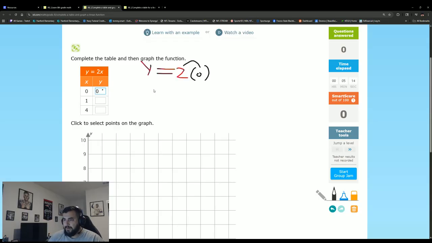And how do I know that? Because look, y equals 0, right? So 2 times 0 is 0. It tells me y is 0. So when x is 0, y is 0. Okay, oh, that kind of makes sense. But what about my next one?